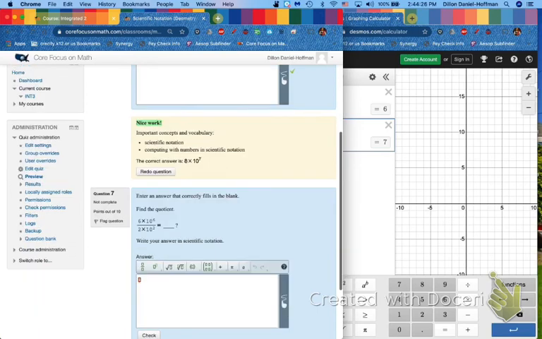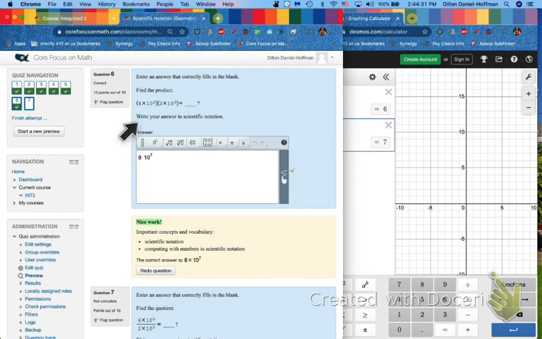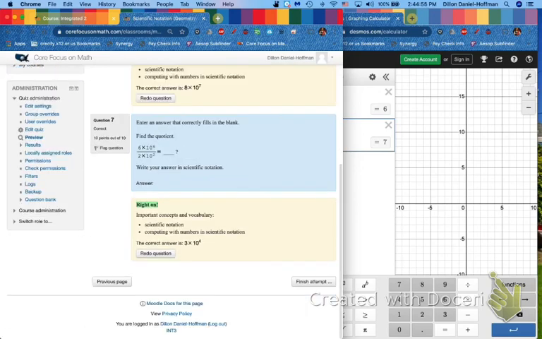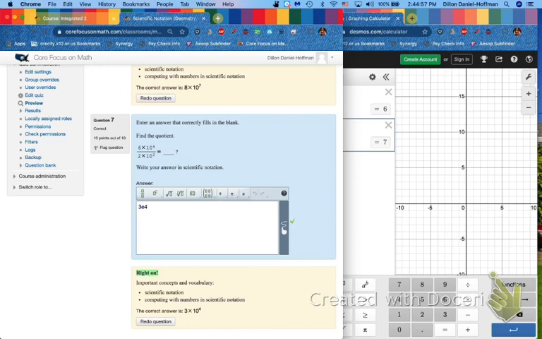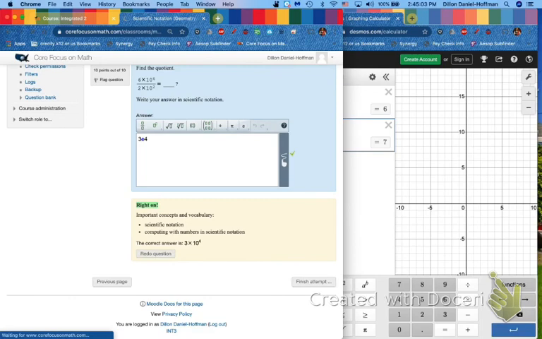Okay, and then number 7. So for 6, I multiplied my first 2 numbers together, and I added my exponents. Now we're going to do the opposite. We're going to divide our first 2 numbers by each other. So 6 divided by 2 is 3. And then instead of adding our exponents, we are going to subtract them. 6 minus 2 is 4. And that's it. And again, we could either use the e or we could use the times 10, but don't do what I did when I made my one mistake and combine them. Don't combine the times 10s and the e's.